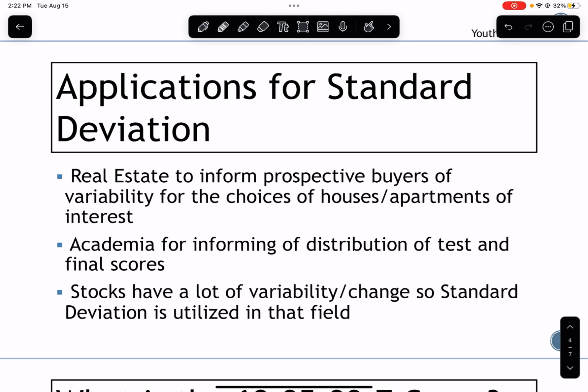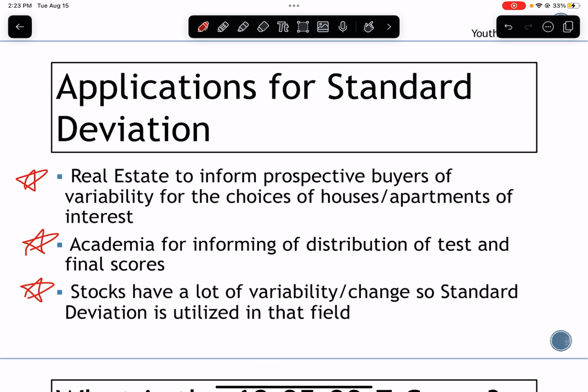Going into the answer for the guiding question, the applications for standard deviation. Here are 3 examples that I have of fields in which standard deviation is utilized. Real estate, for example: if a client is interested in buying a certain house and wants to check the price range on the two, he would use standard deviation to understand the variability between a certain house and another house and figure out which is in the optimal price range for him to buy.